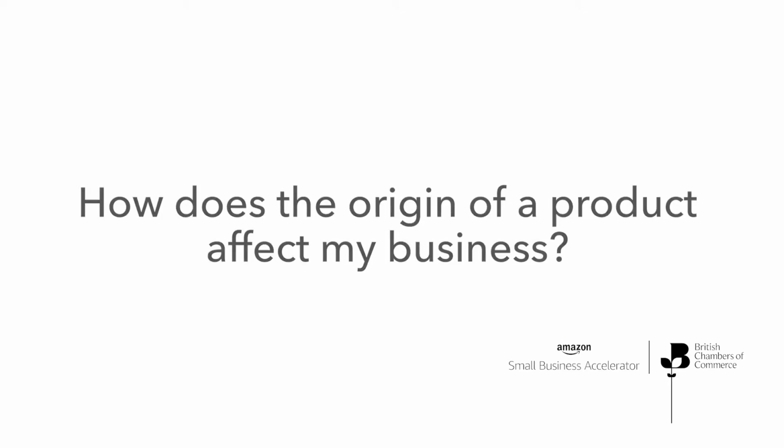The second sort of origin is preferential rule of origin, which applies when products have originated from countries that we have signed a trade agreement with. This helps establish whether a preferential tariff can be applied to the product, benefiting from a reduced duty rate, usually 0%, under a specific trade deal.